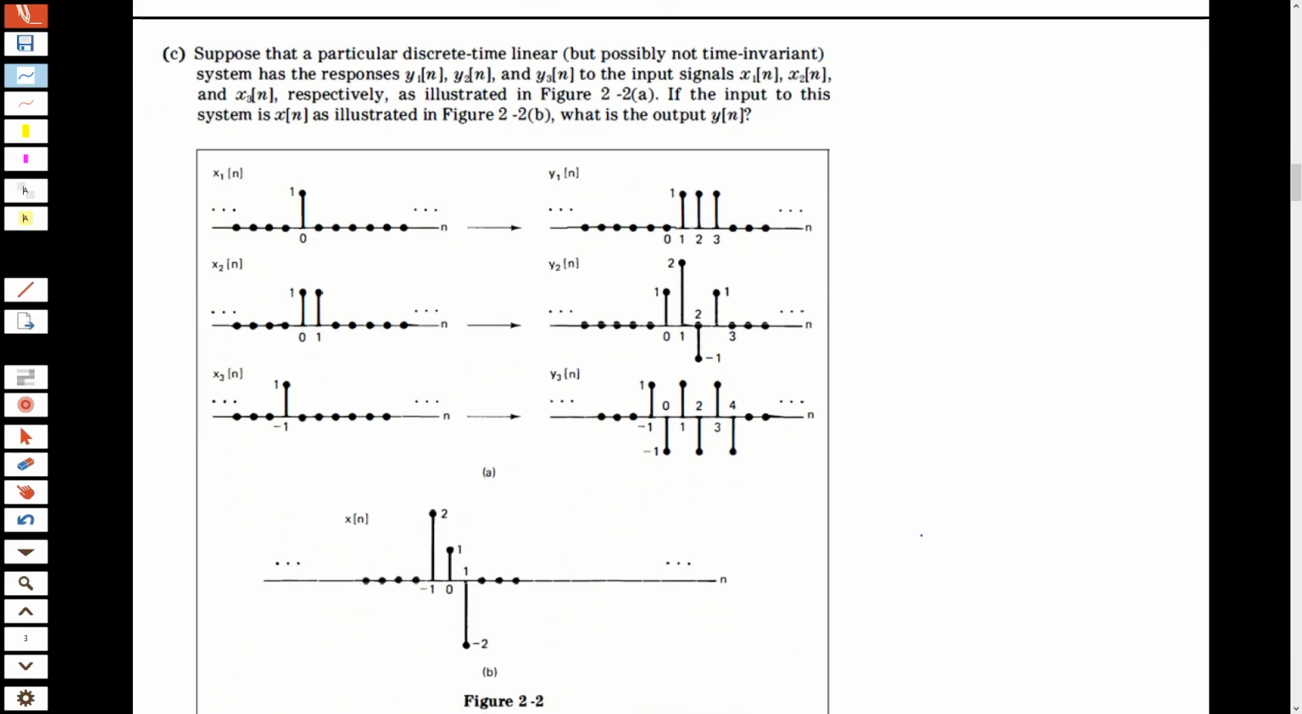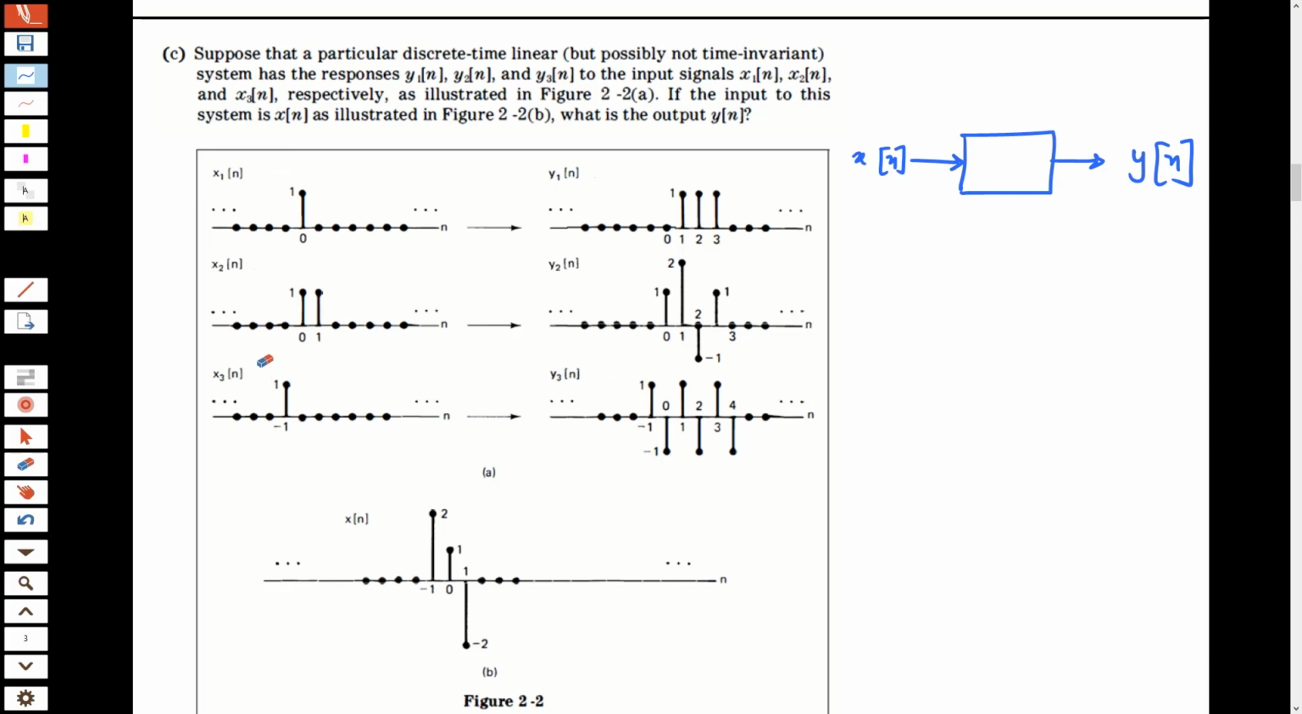Moving on to part C. Part C says, suppose that a particular discrete time linear but possibly not time invariant system has responses y1[n], y2[n] and y3[n] for the inputs x1[n], x2[n] and x3[n] respectively. That means again there is a system. We do not know its impulse response, but we know that if you give different inputs like x1[n], x2[n] and so on, it results in these outputs. So x1[n] gives y1[n], x2[n] gives y2[n] and so on, right?